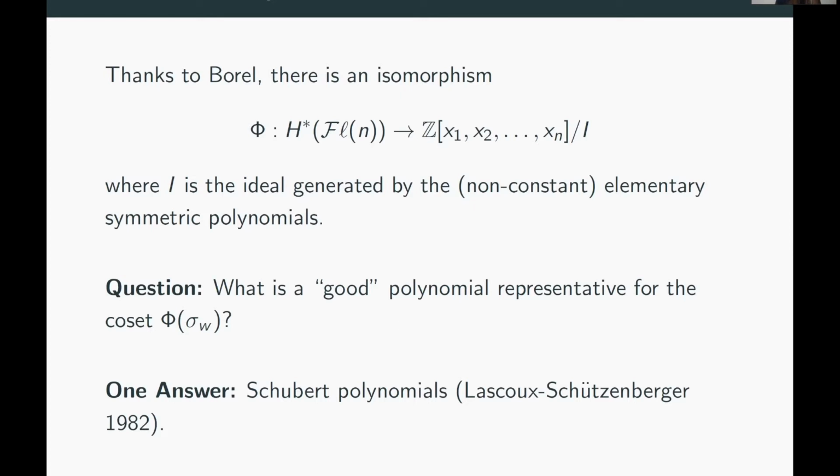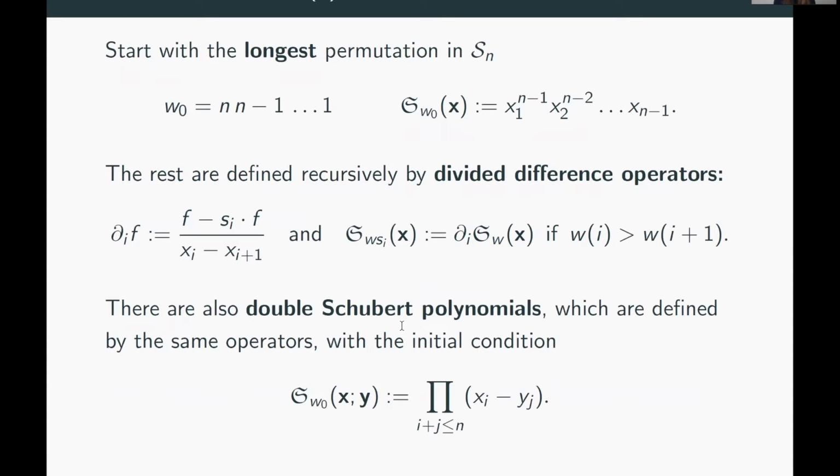Schubert polynomials have this algebraic recursive definition. Is B the diagonal matrices? B is the upper triangular matrices. But later, diagonal matrices are going to make a very important appearance, and I'll denote those with T, for the torus of diagonal invertible matrices.